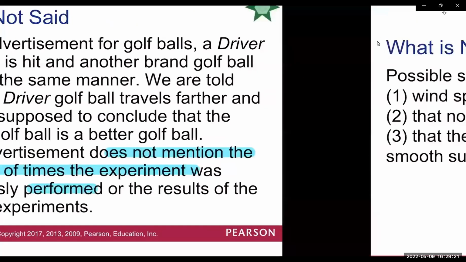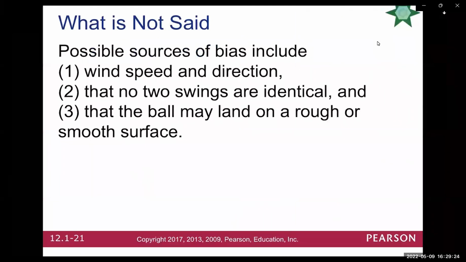All right. Possible sources of bias include wind speed and direction. So we don't know. Maybe they were hitting the balls when there was a lot of wind, or the direction. Maybe they hit the good ball when the wind was not blowing, and the bad ball when the wind was going against them. So there's all kinds of different factors. No 2 swings are identical. What if the first time they hit it, they used a really good swing technique, and the second time with the bad ball, they didn't use a good technique? Or a professional golfer hit it the first time and an amateur hit it the second time. There's all kinds of different things that could have gone wrong here.